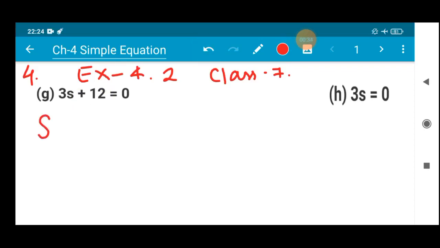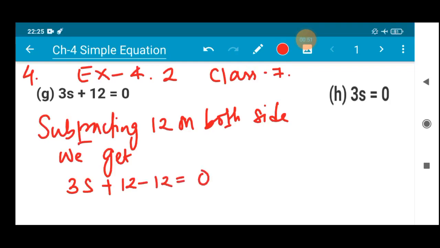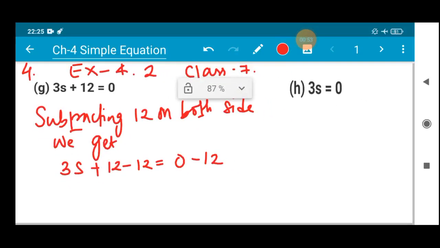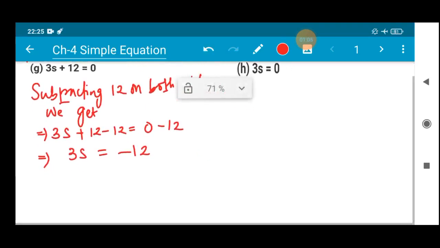So I will be subtracting 12 on both sides. We will get 3s plus 12 minus 12 is equal to 0 minus 12, right? Because we are subtracting 12 on both sides, this will get neutralized. The coefficient will still be attached to the variable. So 0 minus 12 is minus 12.